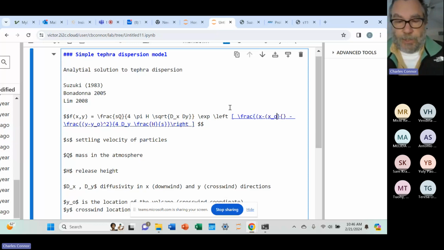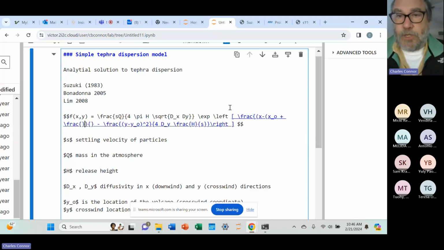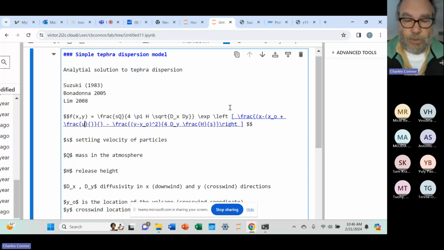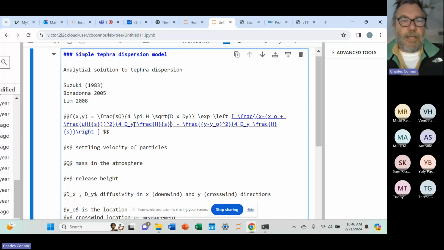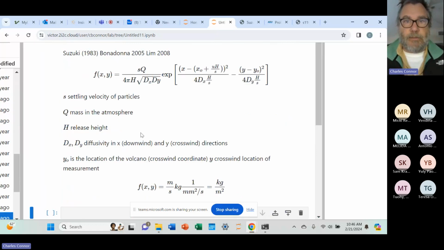But I'm going to have an additional term here. I'm going to add to x naught some term related to the advection of particles in the atmosphere. So that's going to be u h divided by s. And then I'm going to close that out with a square. Probably made a mistake there. That's okay. And then in the denominator, it's going to be this whole mess, the same mess I had over here. Same diffusivity term, only now it's going to be x. Diffusivity in that direction. Let's see if I happen to get that right.